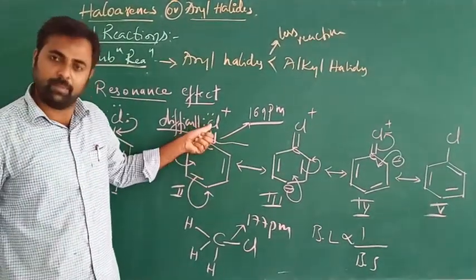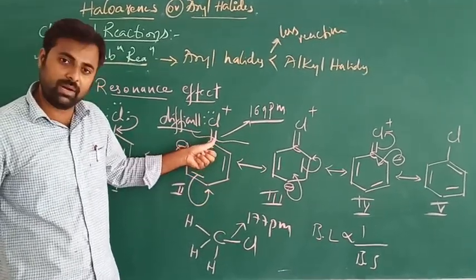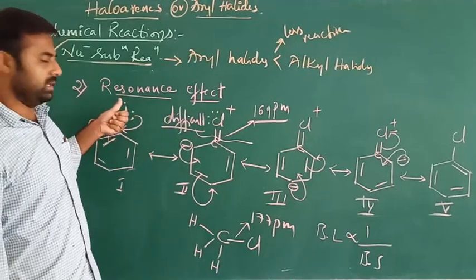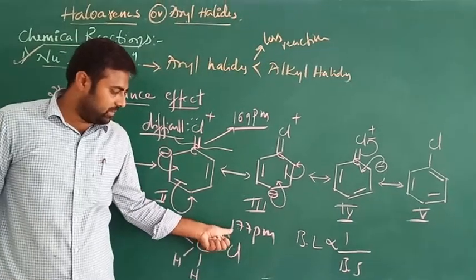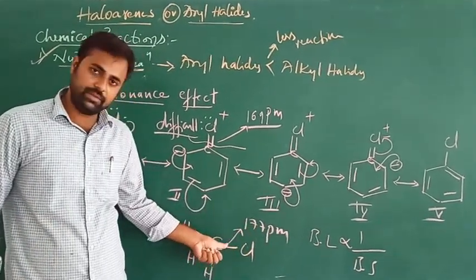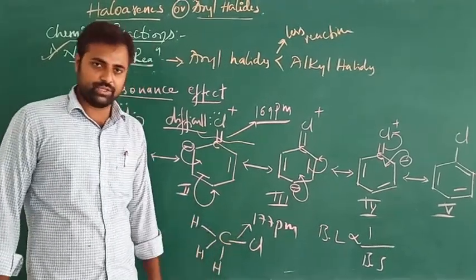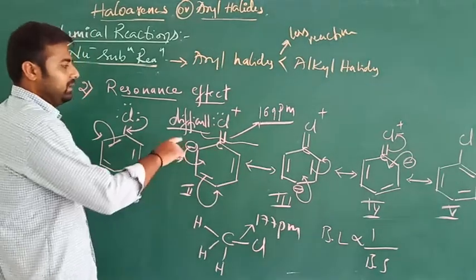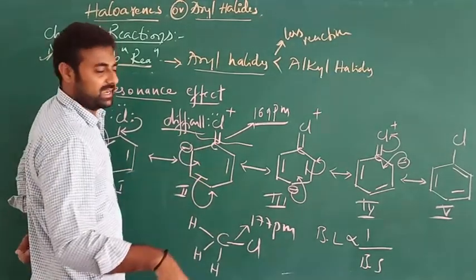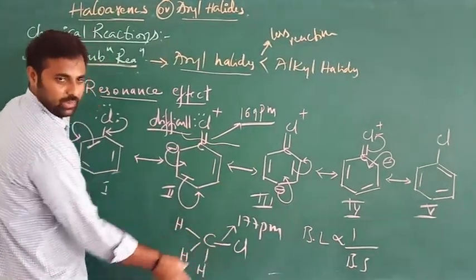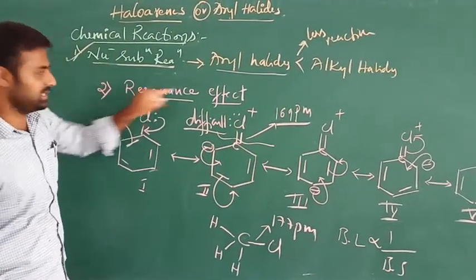The cleavage of the C-Cl bond in aryl halides is difficult due to the presence of double bond character from the resonance effect. But here C-Cl has 177 picometer, which is more than this bond. This is easily cleaved when compared to this one. So that's why this molecule, what we call aryl halides, is less reactive than this molecule towards nucleophilic substitution reaction. That is the resonance effect, right?